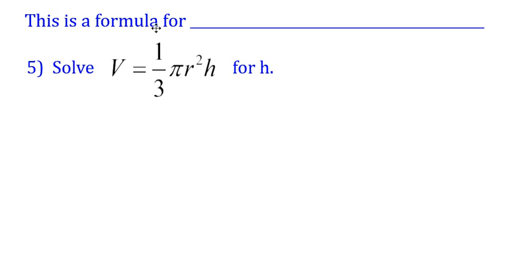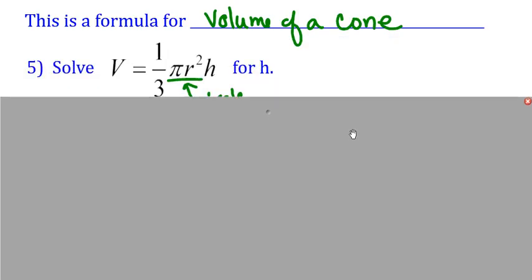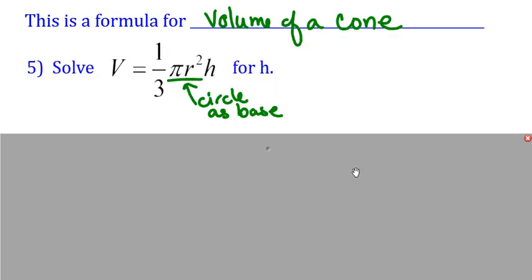This is the volume for a cone because it's tapered. That's why the 1/3 comes into play. So here we have the volume of a cone, and we want to solve for h. H represents the height. So how are we going to undo this equation to get the height of the cone alone? Well, let's think about our rules from before where we were solving equations and inequalities.